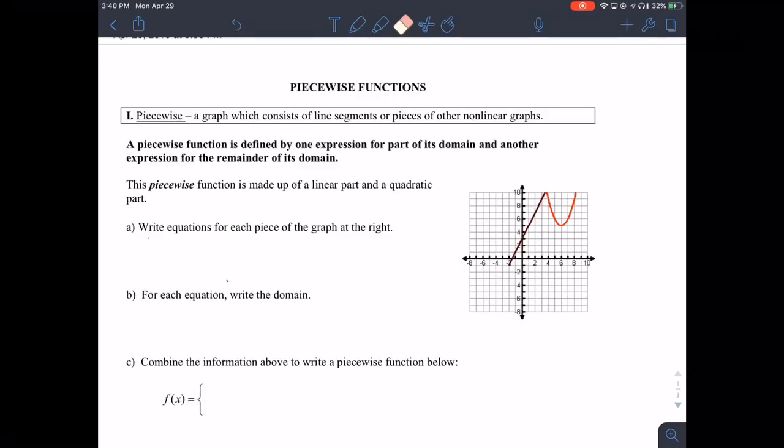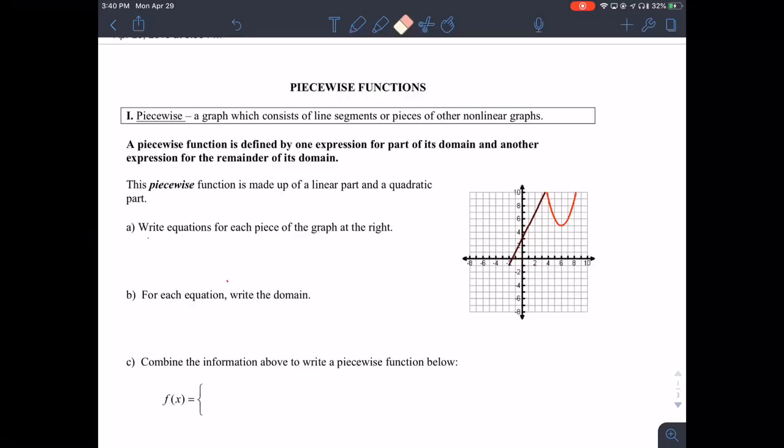So a piecewise function is a graph which consists of line segments or pieces of other nonlinear graphs. A piecewise function is defined by one expression for part of its domain and another expression for the remainder of its domain. A great example of when you see piecewise in the real world would be roller coasters.